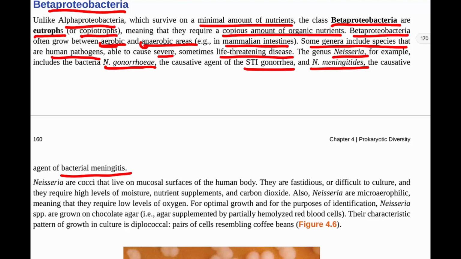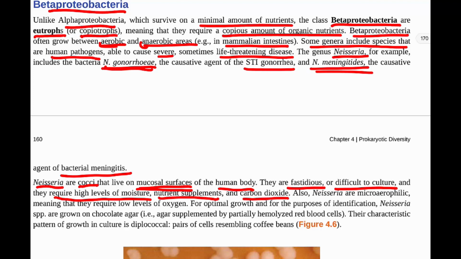Like the example for Neisseria species, or genera, or genus, the N. gonorrhoeae, and then meningitidis. Neisseria are cocci that live on mucosal surfaces of the human body. So that's why the two examples that were just given for Neisseria were both things that are on mucosal surfaces in a human. They are fastidious, which is difficult to culture, and they require high levels of moisture, nutrient supplements, and carbon dioxide. So these are very needy bacteria, proteobacteria.